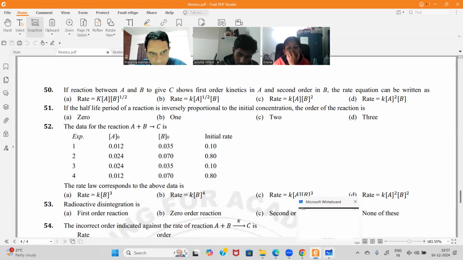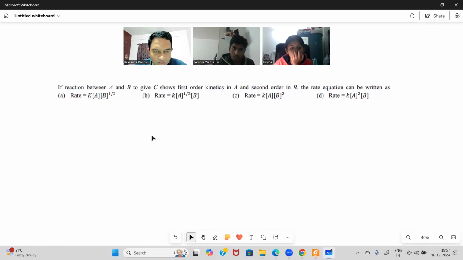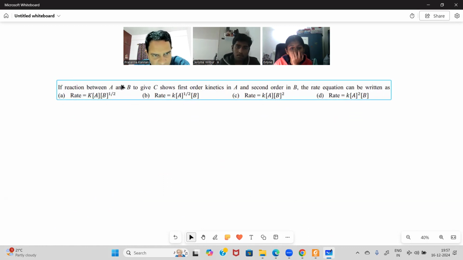Straightforward. Okay, a reaction between A and B, producing C, shows first order kinetics. First order kinetics means what? Order of the reaction with respect to A is 1. Second order in B, what is the meaning of that? Order of the reaction with respect to B reactant is 2. How can you write the rate equation? Can you tell me?